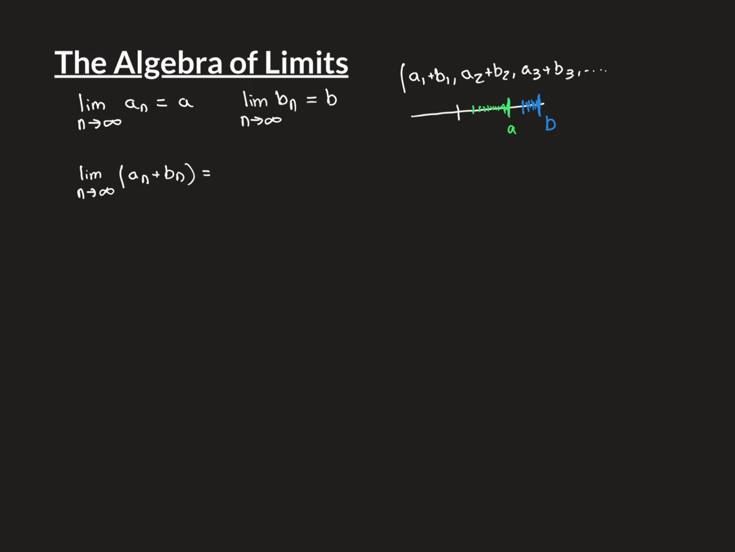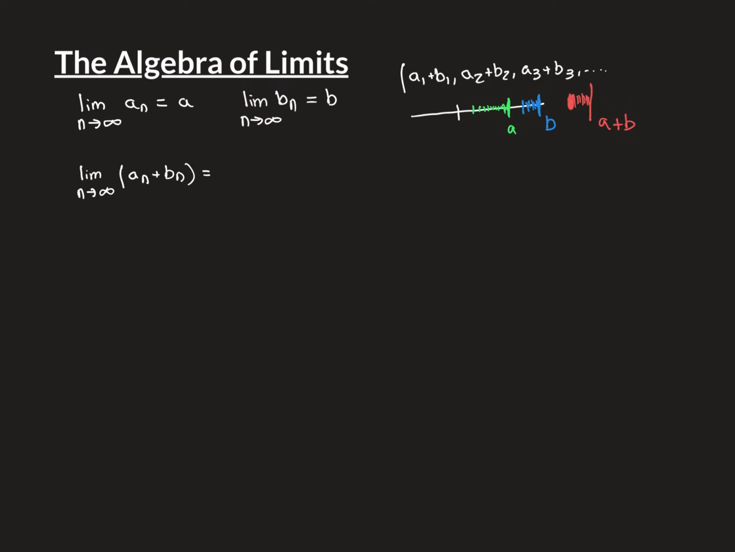Then if we add corresponding terms together, so we add the first one of an and the first one of bn together, the second one of an and the second one of bn together, then we're going to get some third sequence that we'll show in red here, so we're going to be higher up, and the terms of this sequence are again going to get closer and closer to some value, and that, hopefully you agree, is going to be a plus b.